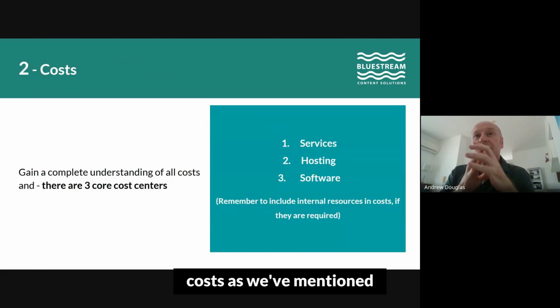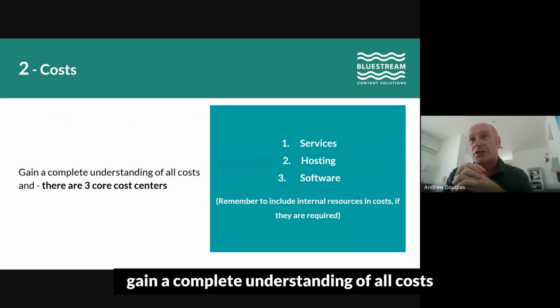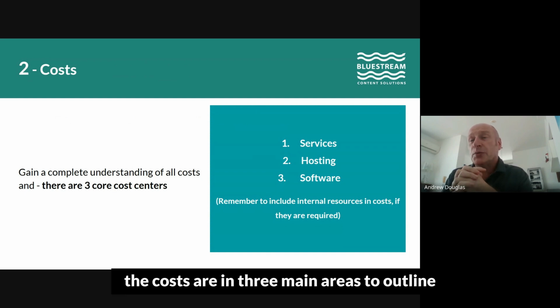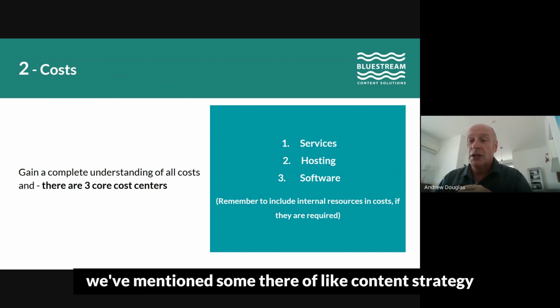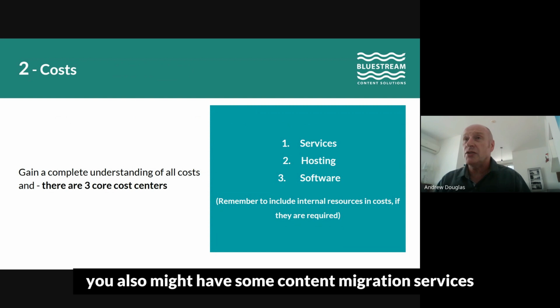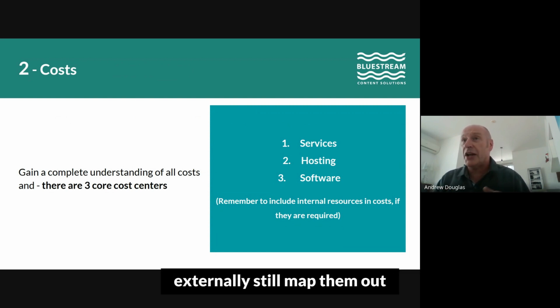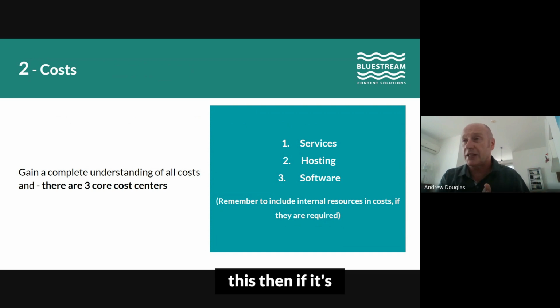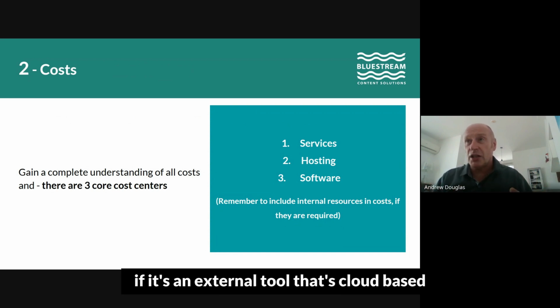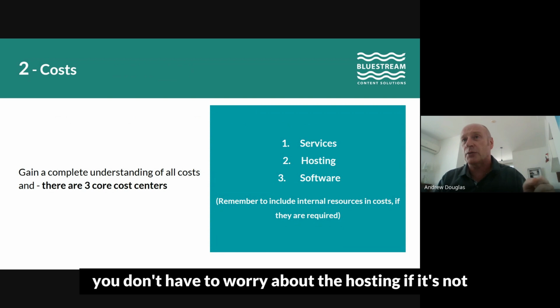Costs. As we've mentioned, gain a complete understanding of all costs. The costs are in three main areas. First, you've got your services. We've mentioned some there, like content strategy. You also might have some content migration services. You might be doing these internally or externally. Still map them out. If they're internal resources, map that out as a cost when you go to your C-suite to ask for this. Then, if it's an external tool that's cloud-based, you don't have to worry about the hosting.